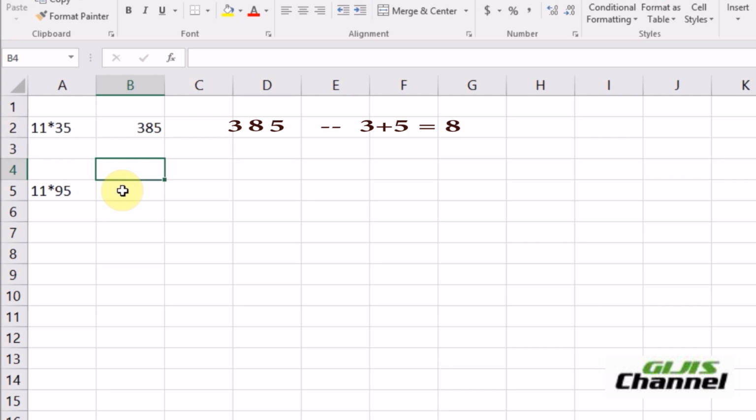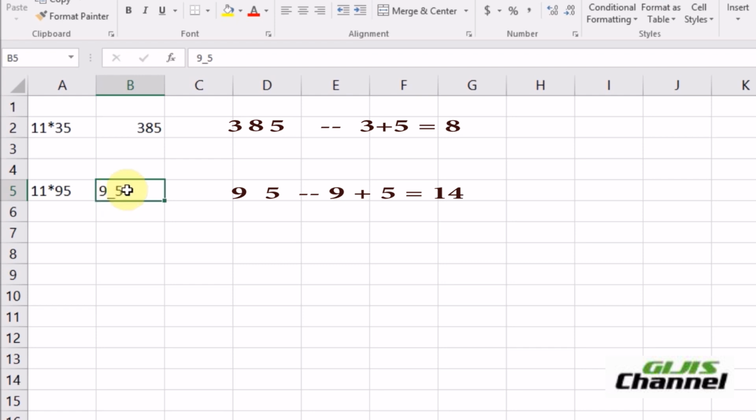So how about 11 times 95? We know that we need to write down the number first. So it's 95. So 9, and I want to leave a space, but since it's Excel I cannot leave a space, so I'm leaving an underscore there. So I'm writing down the number here, 95, like that. So here when I add it, 9 plus 5, 14. I cannot write 14 in the middle because the answer is going to be wrong.